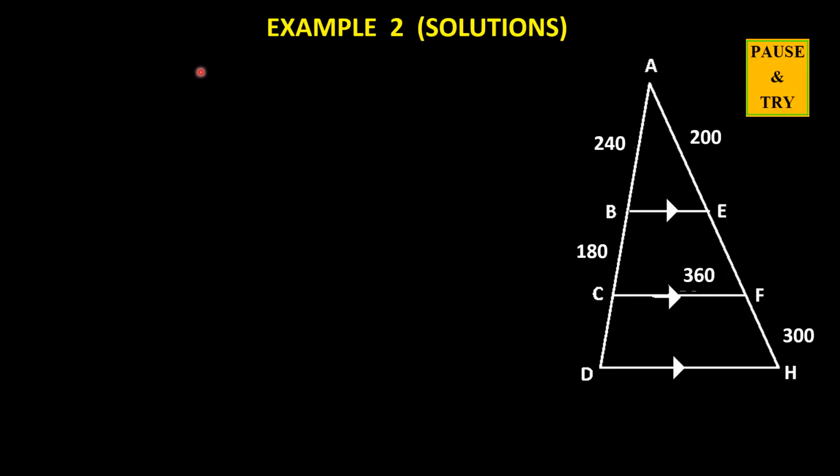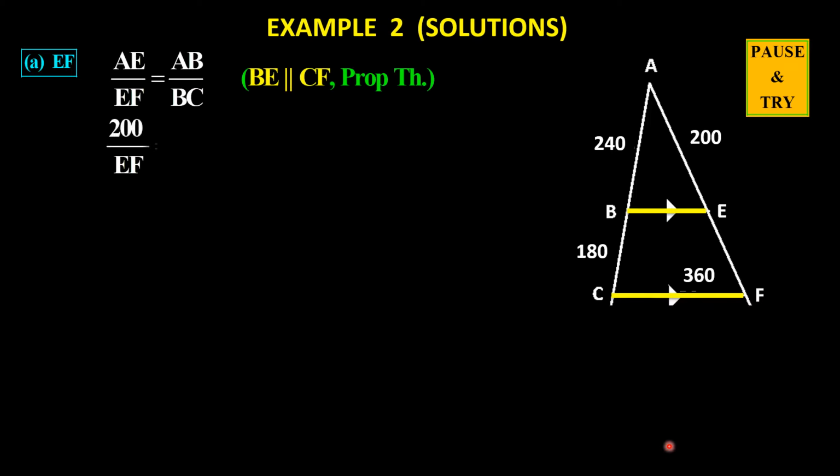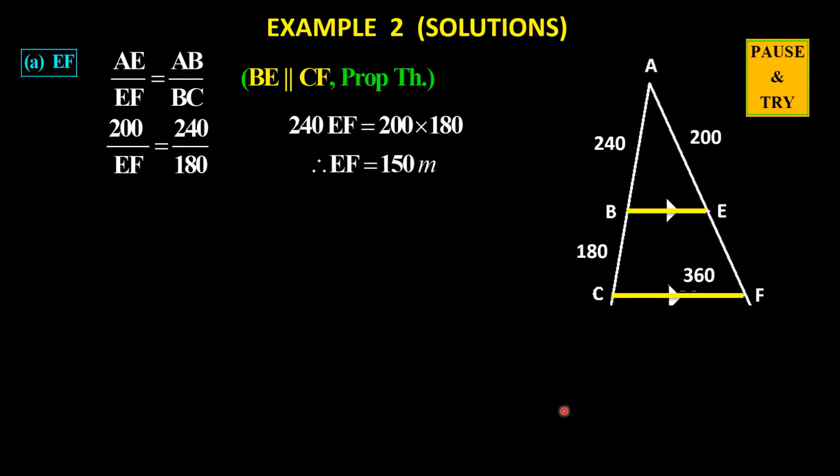So let's look at the question here. We've got all our information. Let's highlight the parallel lines and look at EF. For EF, there's E and F, so we need BE and CF. We don't need the other parallel line, just cover it up. Now we can have AB over BC and AE over EF. We can substitute the values, 200 over EF, 240 over 180, and we can cross multiply and calculate EF. Once you calculate it, it's advisable to insert it there.